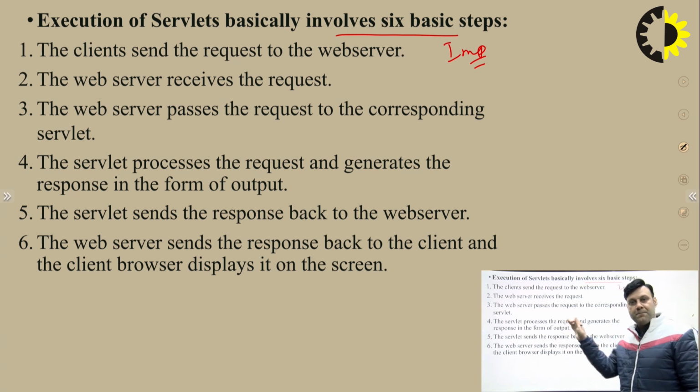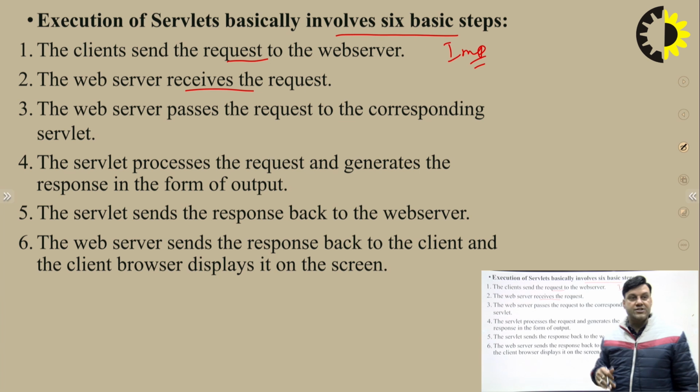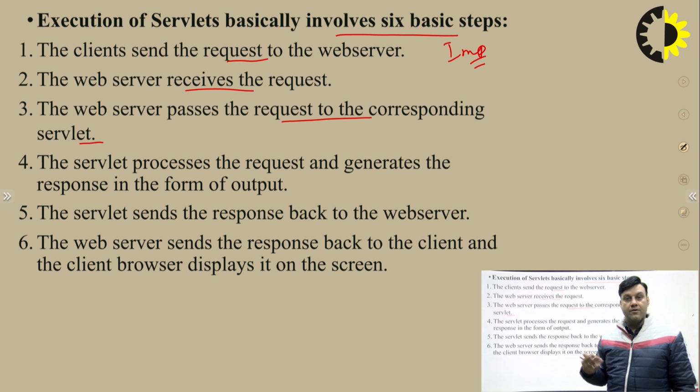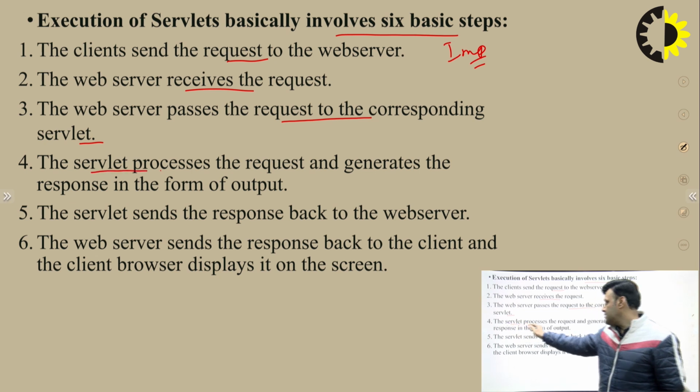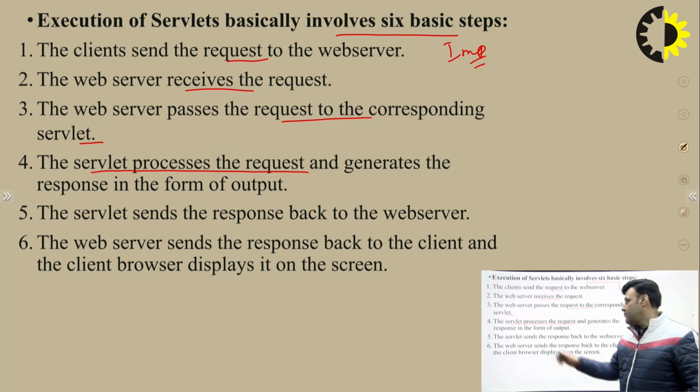Okay, this is a simple theoretical representation in steps of what we have seen in the diagram. Okay, so number one, the client sends the request to the web server, right? Then the web server receives the request. After receiving, what will happen? Some Java program is there, that is the servlet program. Then number three, the web server passes that request to the servlet, right? Why does it pass it? For further processing. And number four, the servlet processes the request, right, and generates the response in the form of output.